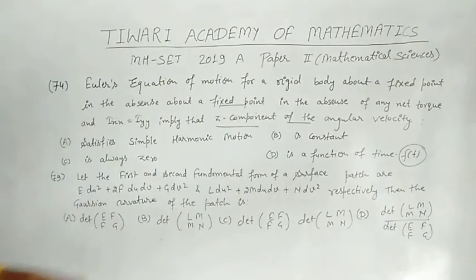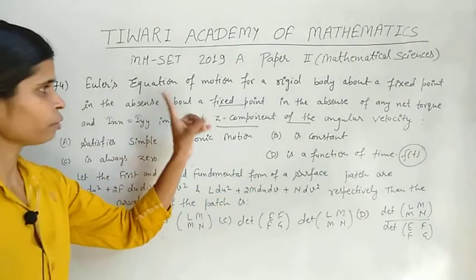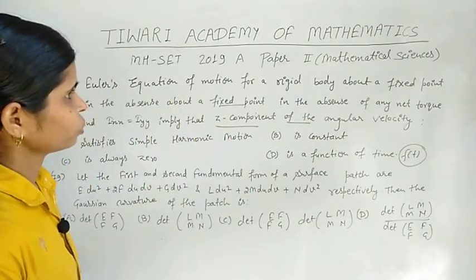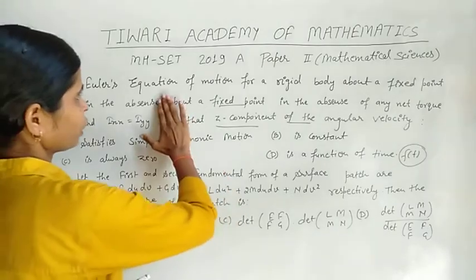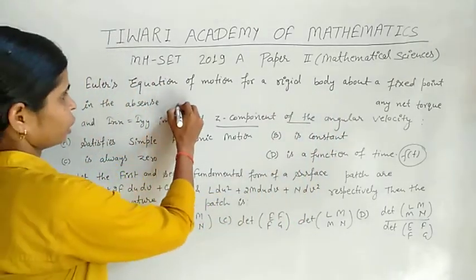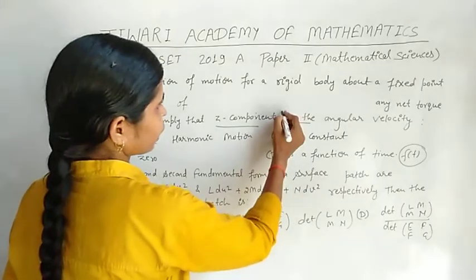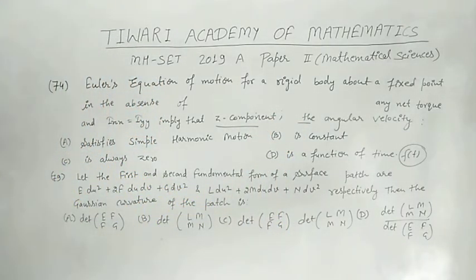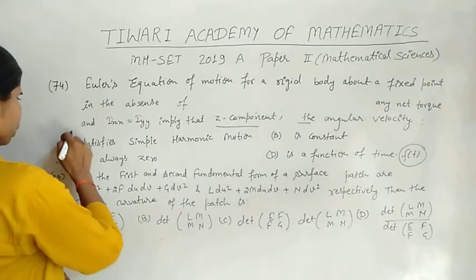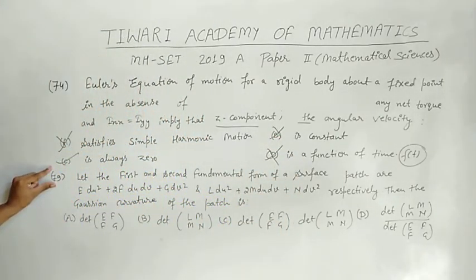Euler equation of motion for a rigid body about a fixed point in the absence of any net torque implies that the z component of the angular velocity is always 0. So option C is the true option; A, B and D are wrong options. Next question, question number 79.